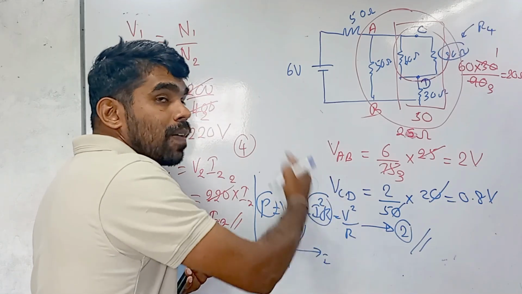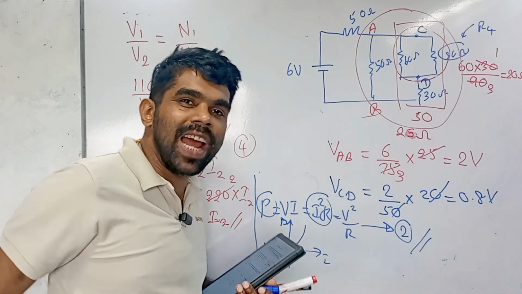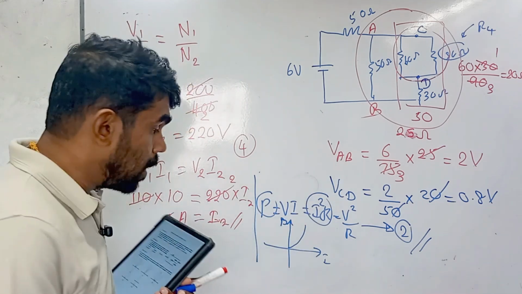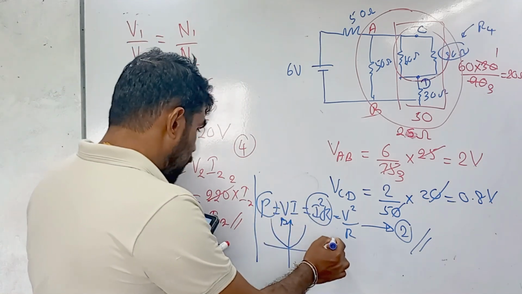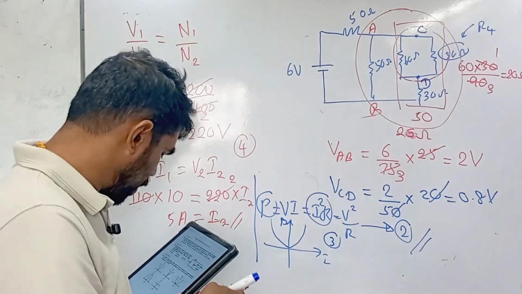When current is twice, power should be 4 times. When current is 3 times, power should be 9 times. Then we can obtain that the third one is the correct answer for question number 3.